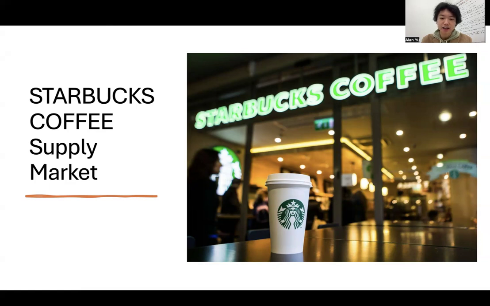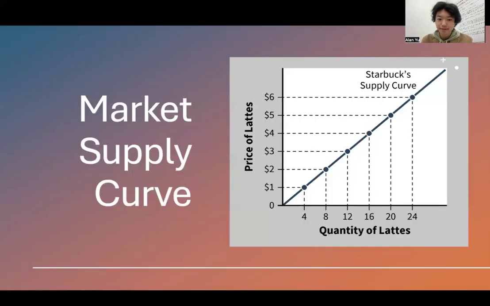On the other hand, if the price of coffee drops to $2, Starbucks may scale back its operations by closing some less profitable locations or producing fewer coffee beans, as the lower price does not justify the same level of supply. So now, let's talk about the supply curve.